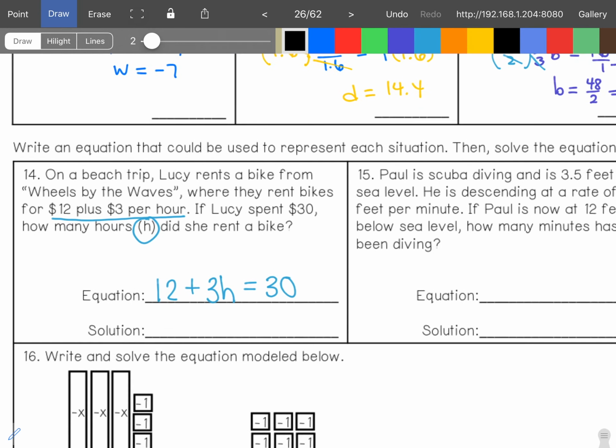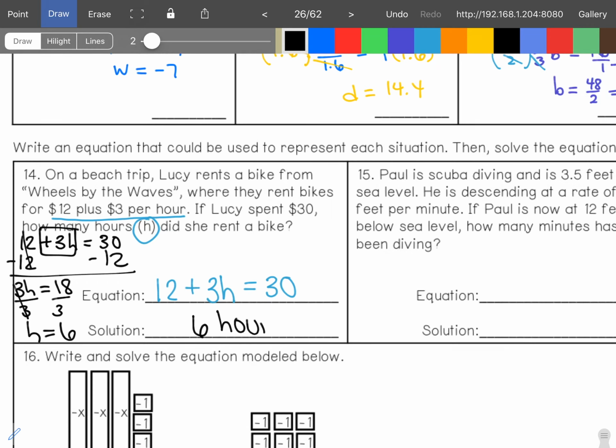And then you need to take that equation and you need to solve it. So somewhere out to the side, you need to come and write the equation and you need to solve it. I would box this in and I would subtract the 12 on both sides. So I have 3h equals 18, divide by 3. So what does h equal? 6. So the solution is 6 hours. That's how long she rents the bike for.